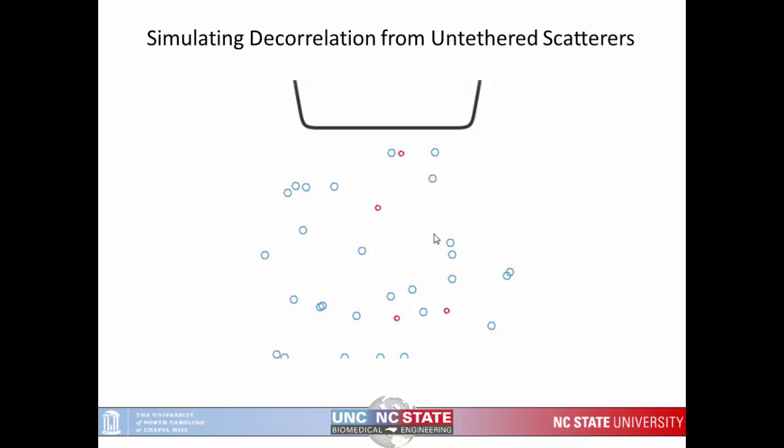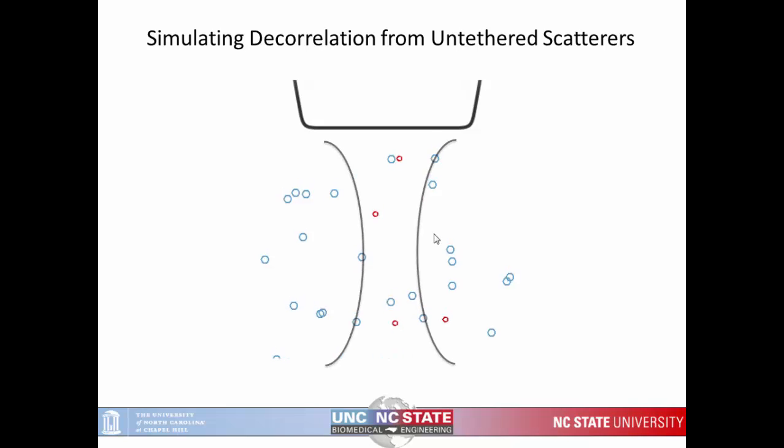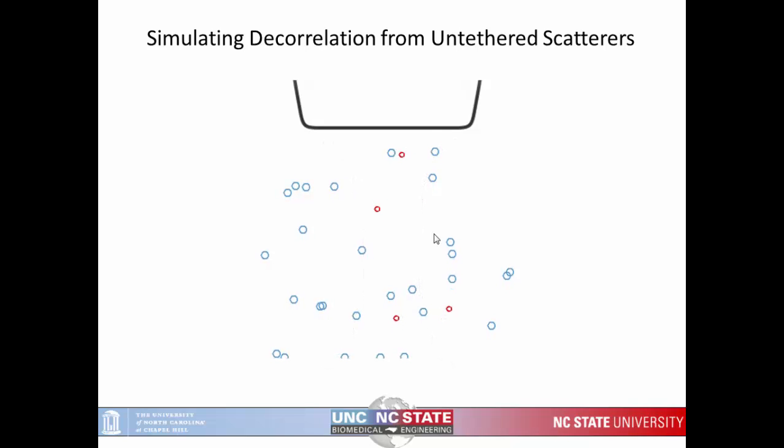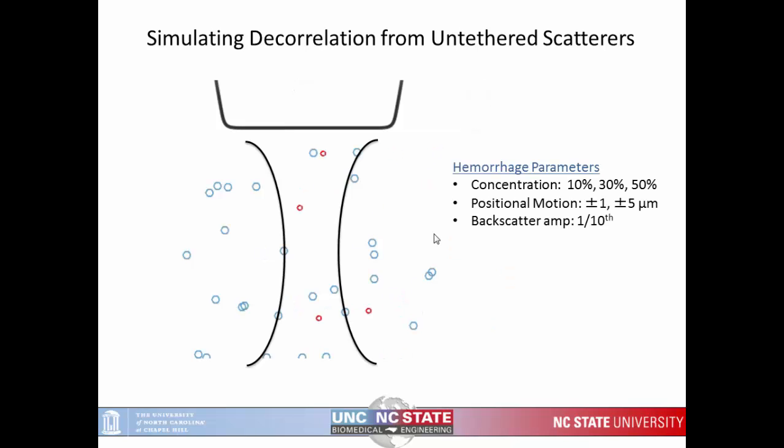To simulate these loose blood scatters that aren't necessarily elastically tethered to the muscle tissue that they're in, we added some positional uncertainty in the recovery. I've represented these scatters as having smaller diameters, but they're actually not. They have lower backscatter coefficients to represent the lower backscatter of blood.